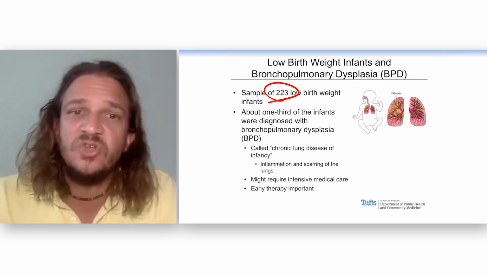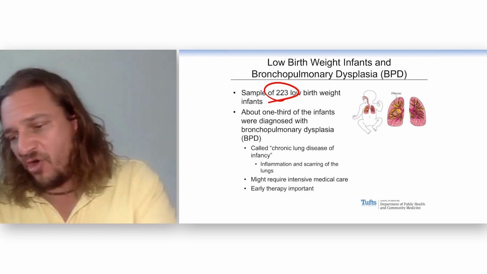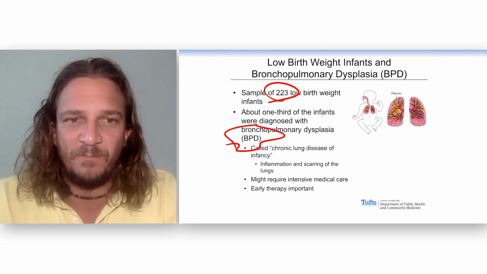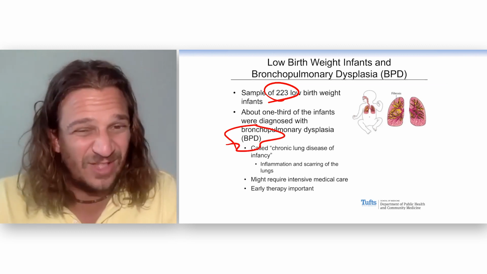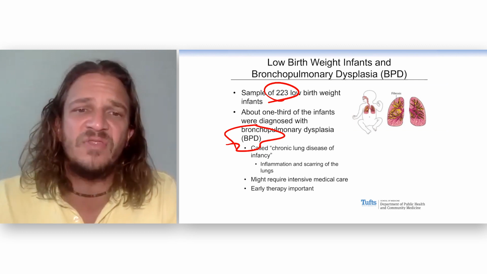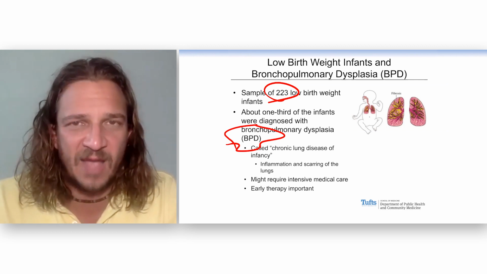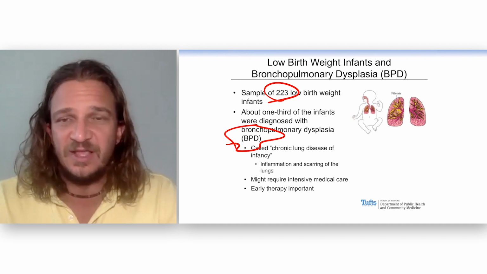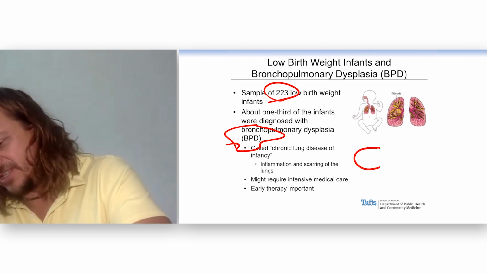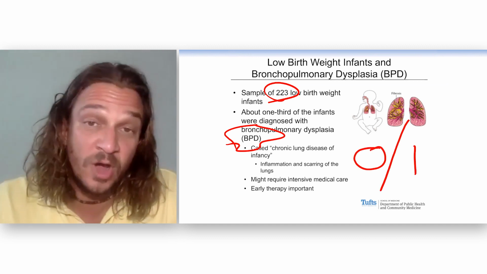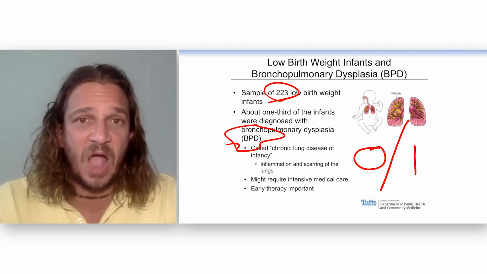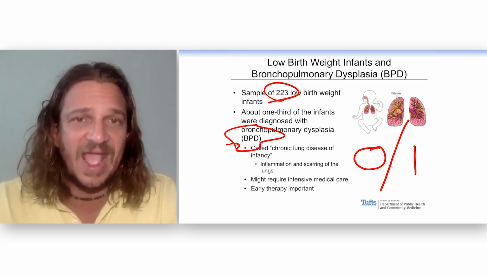We have N equals 223, and about a third of these kids have a disease called BPD. It's something that you would like to be able to predict and try to give early therapy for. I'm just going to call it right now the disease or the illness. I don't care what it is. What I care about is it's something that is a yes or a no. You have it or you don't. It's a binary outcome. How do we predict a binary outcome?